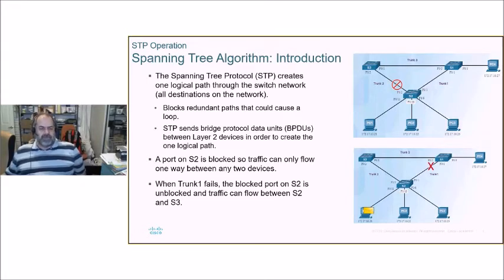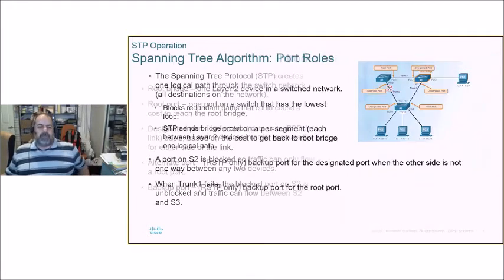path. A port on S2 is blocked, so traffic can only flow one way between any two devices. When trunk 1 fails, the blocked port on S2 is unblocked and the traffic would then be able to get through to S2 and S3 again. So you still get your redundancy, but you also don't get those switching loops where traffic just goes bad.